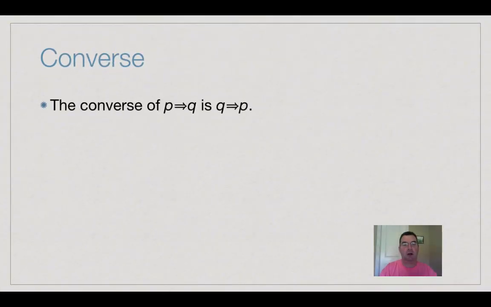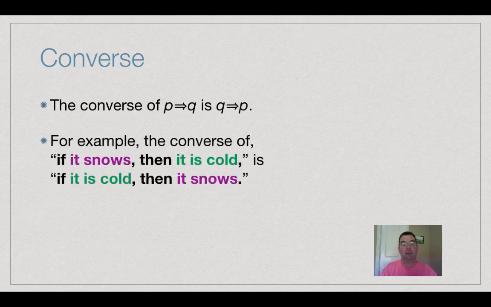The converse, first of all, is if you start off with an if-then statement that says if P then Q, or P implies Q, then the converse of that is what you get when you switch the two parts of that sentence. So instead of P implies Q, you get Q implies P. So for example, the converse of if it snows, then it is cold would be if it is cold, then it snows. So you just switch the two parts, leaving the if and the then where they are. That's how you make the converse.